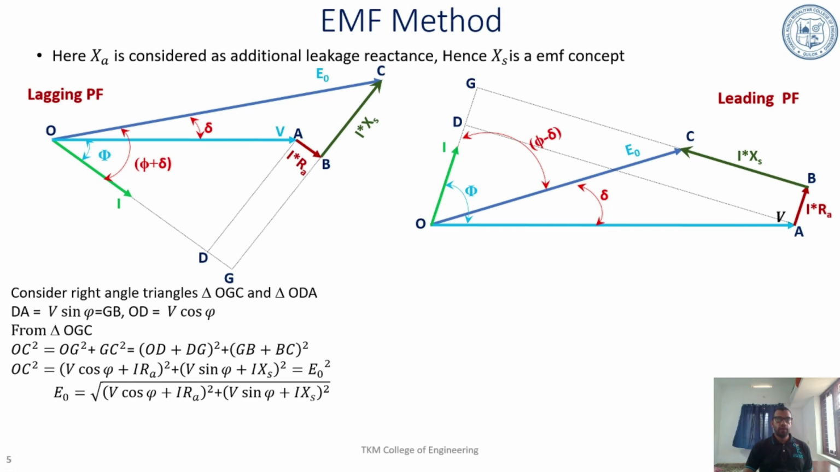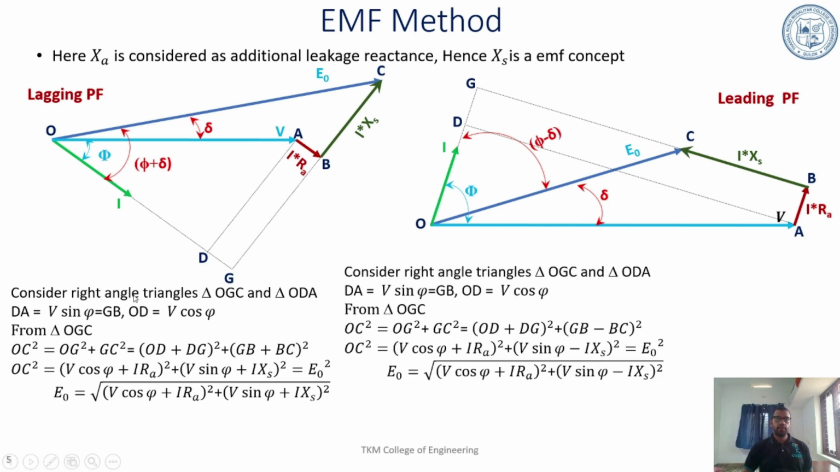Coming to leading power factor case, let's consider the same triangle OGC and ODA. From triangle ODA, hypotenuse is V, angle between OD and OA is phi. Therefore, OD is equal to V cos phi and AD is equal to V sin phi. Since AD is equal to V sin phi, GB is also equal to V sin phi. Then we need to calculate GC. What is GC? GC is equal to V sin phi minus I into XS.